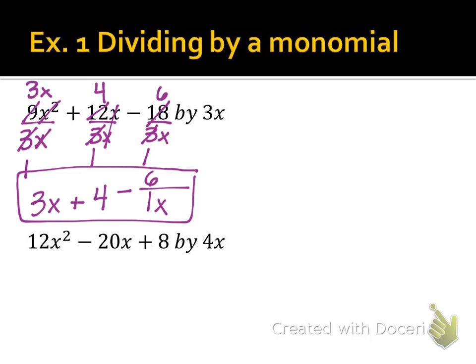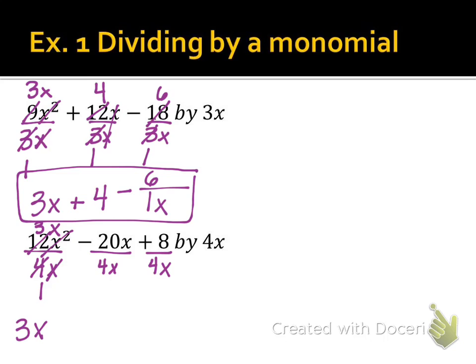So let's do the next one now. They want us to divide 12x squared minus 20x plus 8 by 4x. So I'm going to take each of these terms and they're going to be divided by 4x. What number can go into both 12 and 4? 4. 4 goes into 4 one time. 4 goes into 12 3 times. How many x's can I cancel out? 1. So the 1 on the bottom goes away completely. How many am I left with up top? 1. So I've got 3x over 1, which is really just 3x.